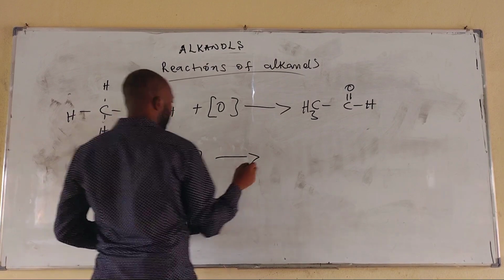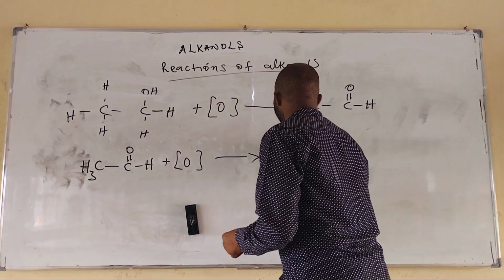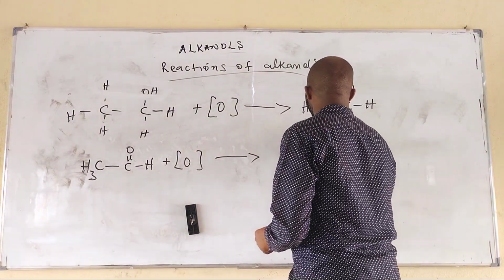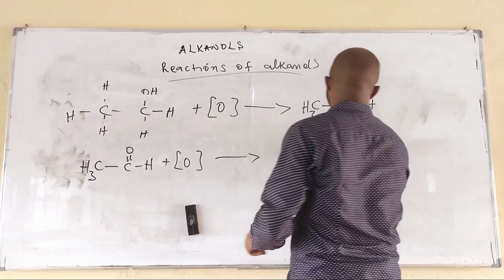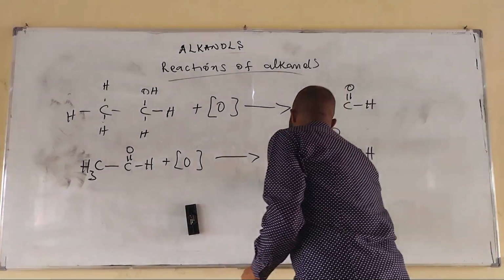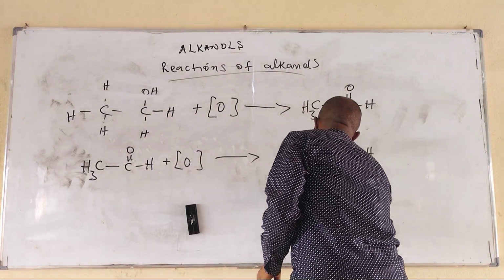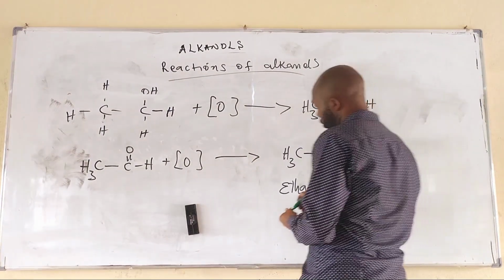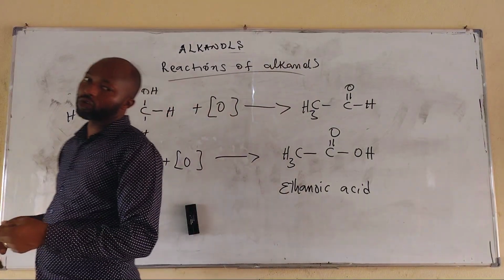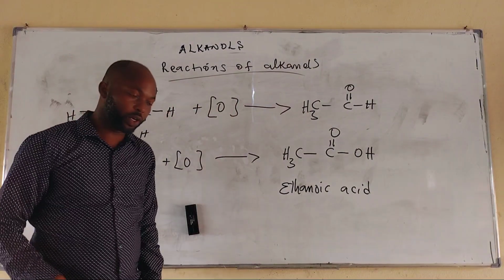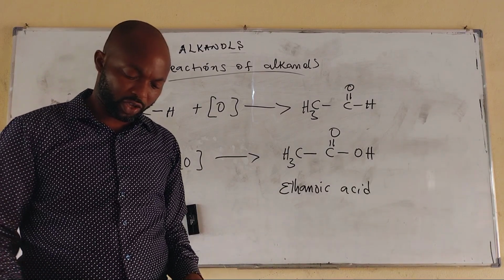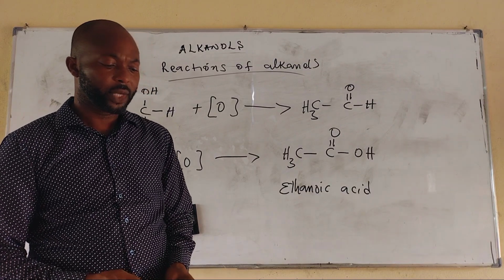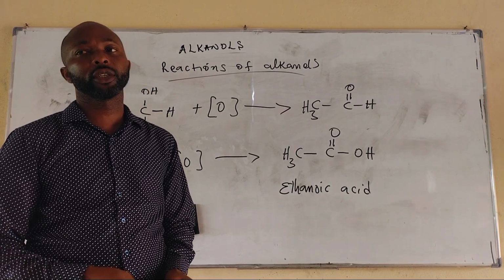Now gives us our carbon double bond here. The oxygen now comes in, it gives us ethanoic acid. So the oxidation of ethanol undergoes 2 stages, where the first one gives us ethanal, the second one gives us ethanoic acid.